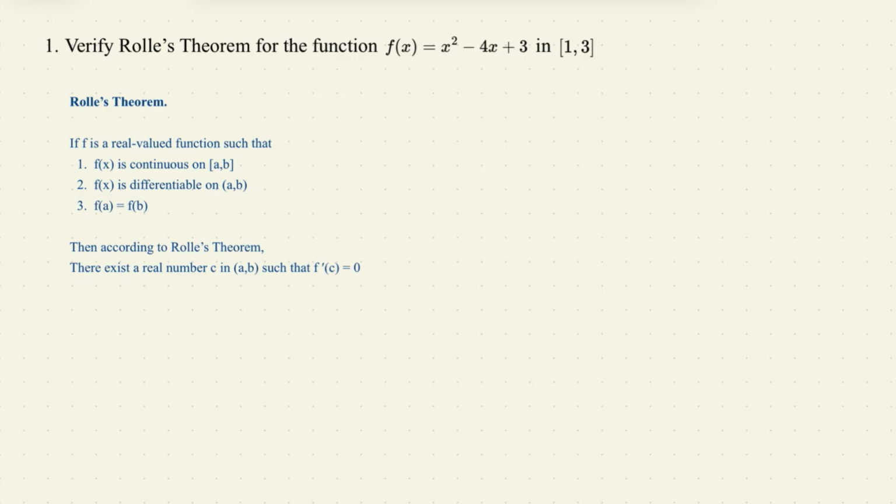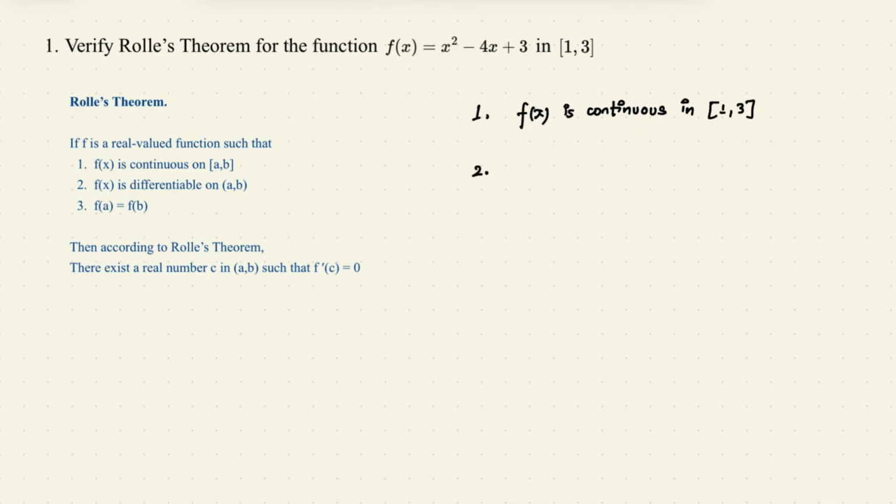So at first, as you can see here, f(x) is a polynomial function. So since f(x) is a polynomial function and a polynomial function is continuous, that's why f(x) will be continuous in closed interval [1, 3].